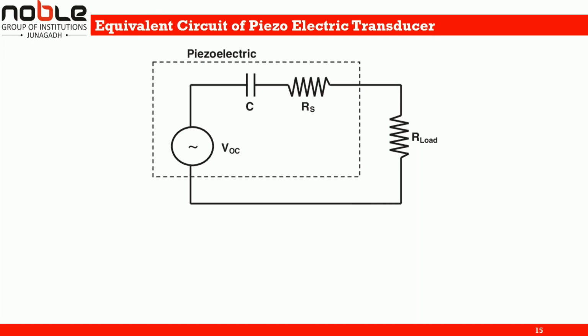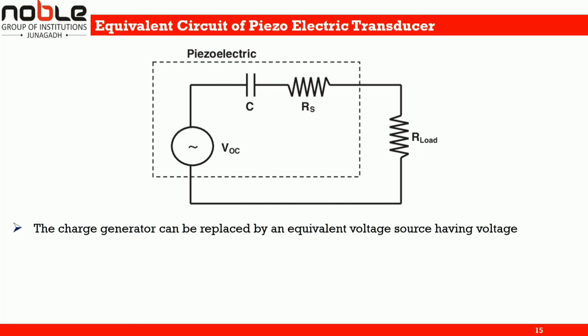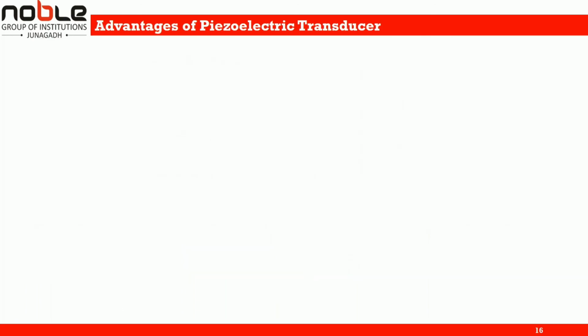If we rearrange that equivalent circuit and replace the charge generator with a voltage source VOC, the charge generator can be replaced by an equivalent voltage source having a voltage VOC equal to Q divided by CP, which is equal to DF divided by CP.